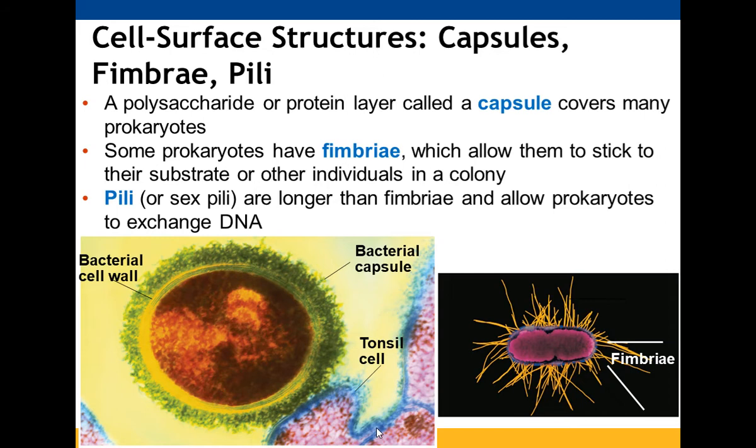So some structures that we tend to see in the prokaryotes are capsules. That just is an extra layer. It helps them to stick to things, and it does help to provide them with some protection. They can have fimbriae, which will allow them to stick to other members of their colony, or to whatever they are trying to bind to. And then they can have pili, which will allow them to exchange DNA and allows them to have rapid mutations.